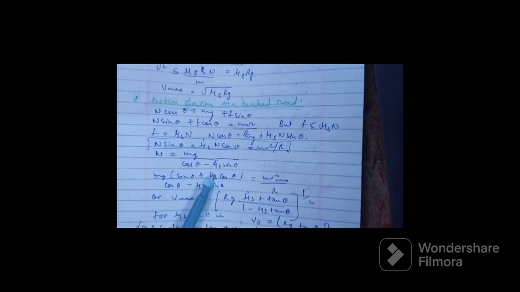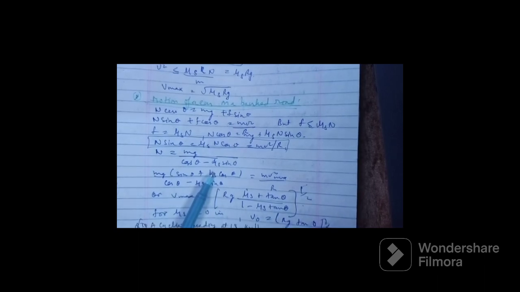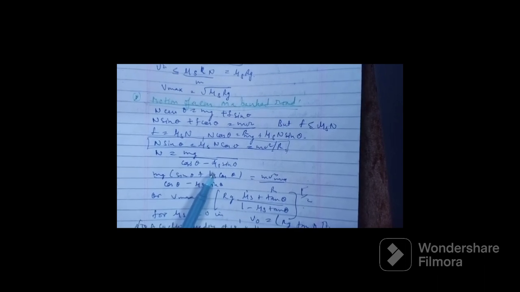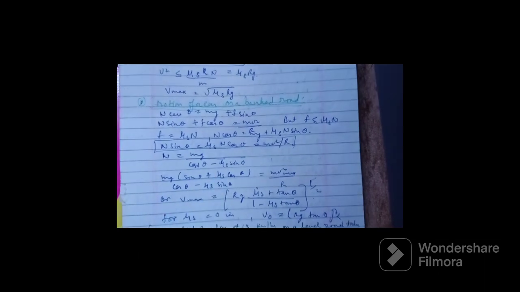Another one we have: explain why a horse cannot pull a cart and run in empty space. The second is that passengers are thrown forward from their seats when a speeding bus stops suddenly. Third is that it is easier to pull a lawn mower than to push it. And the fourth is that a cricketer moves his hand backward while holding a catch. So now we'll discuss the rest in the next class.